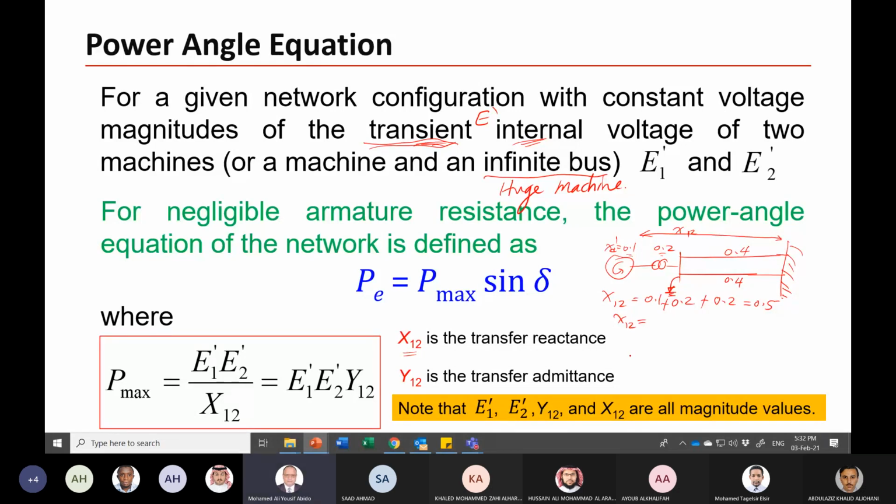Okay, let us see Abdulaziz. Abdulaziz already answered. Omar Salman. Okay, doctor. How much is X12 if we have a three-phase fault at this bus? 0.7. From where do you get 0.7? You mentioned when this line is out. This line is disconnected.